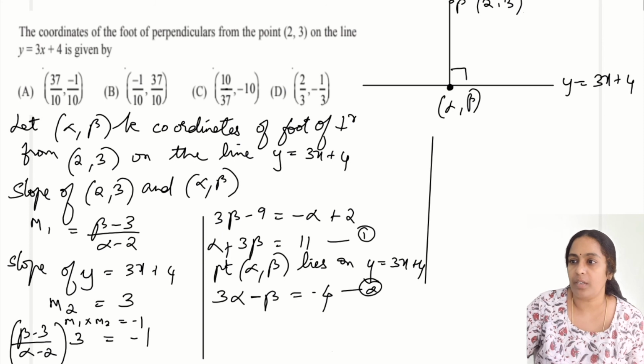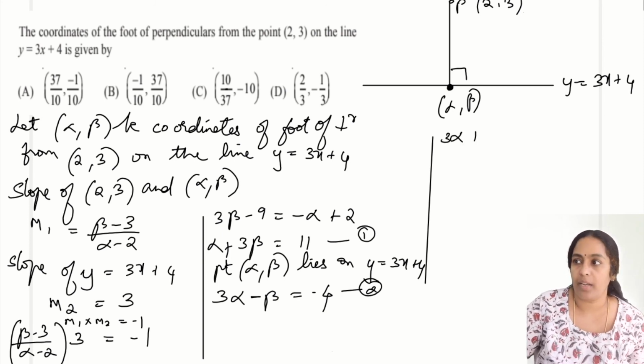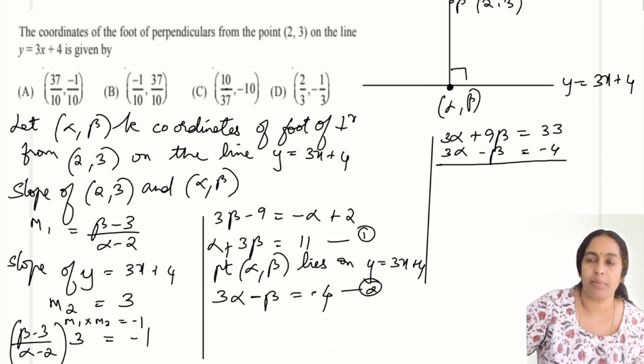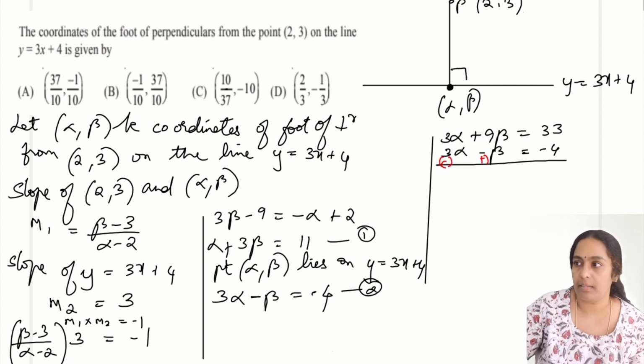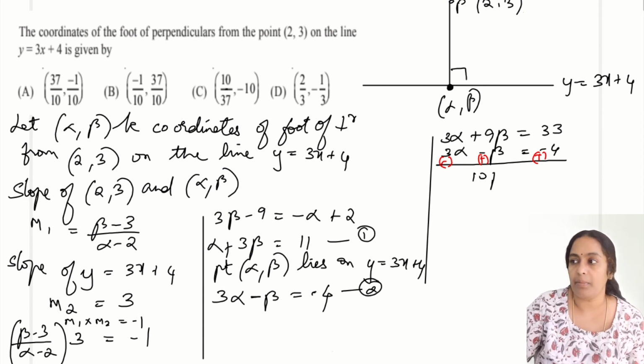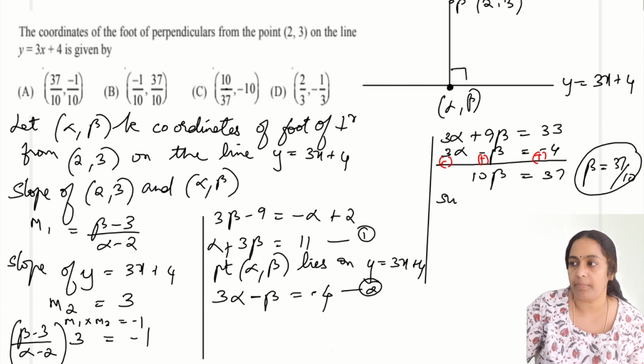So the first equation is alpha plus 3 beta equals 11. I'll multiply the first equation by 3. So I will have 3 alpha plus 9 beta equals 33. Second equation is 3 alpha minus beta equals minus 4. So when I subtract, I will be changing the sign of the second equation. So what do I get? 3 alpha and minus 3 alpha get cancelled. 9 beta plus beta will be 10 beta equals 37. Beta is 37 divided by 10.